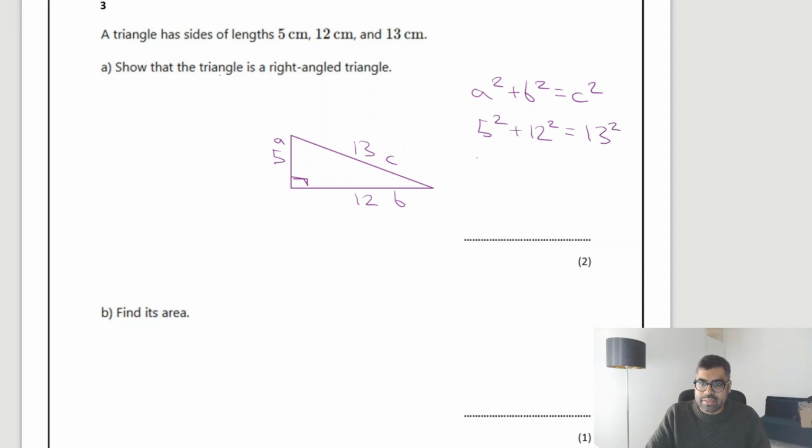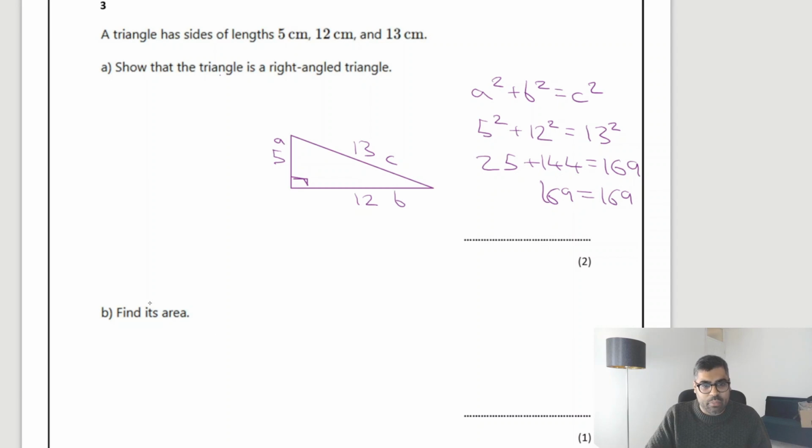So 5 squared is 25, 12 squared is 144, and 13 squared is 169. 25 plus 144 equals 169. We have 169 on both sides. We've proved that this is a right angled triangle, and that's 2 marks in the bag.